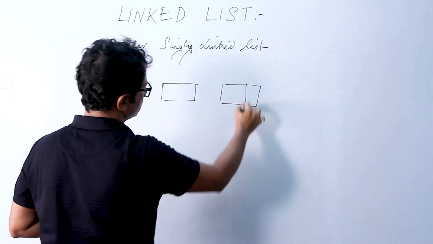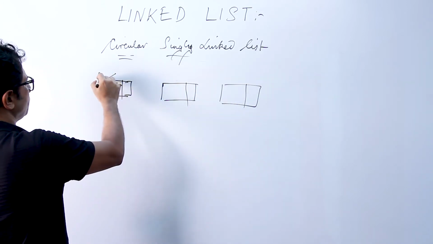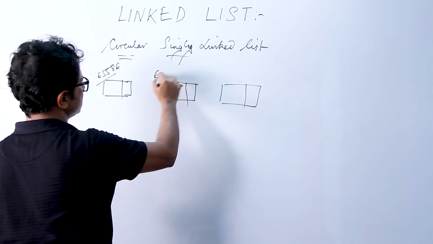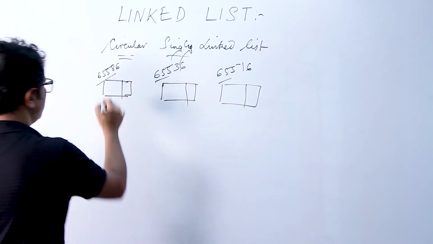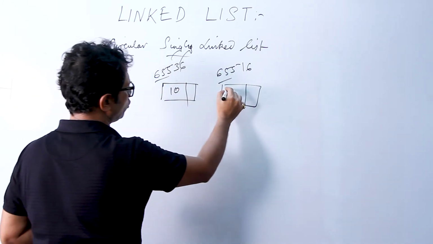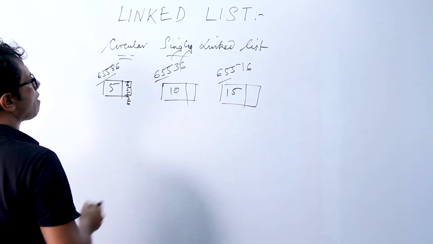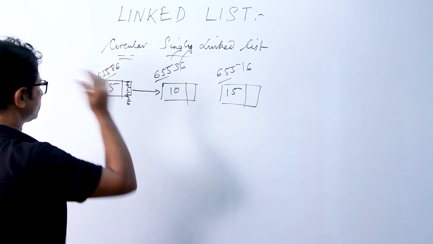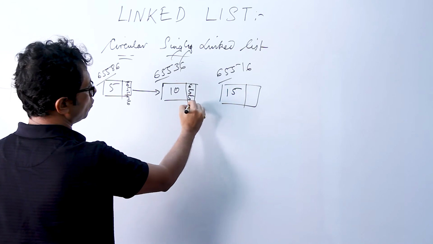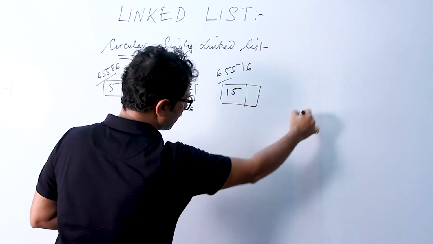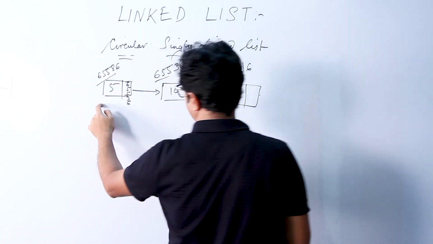Suppose there are three nodes. Since it is a singly linked list, each will contain two fields, a data field and an address field. Suppose the addresses are 65586, 65536, and 65516 or something like that. The values are 5, 10, and 15. So it will contain 65536, just as in the case of a simple singly linked list, and then 65516. The last will contain a null pointer in the normal singly linked list. The first address will be held by the list pointer p.